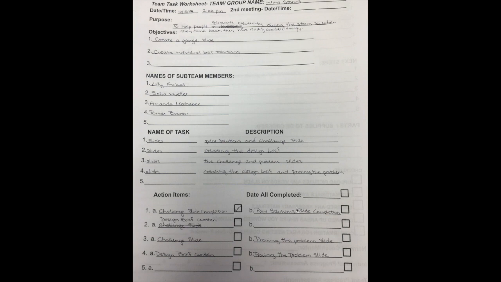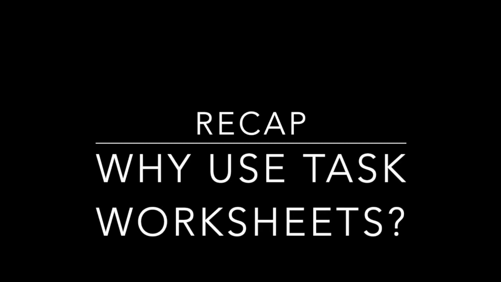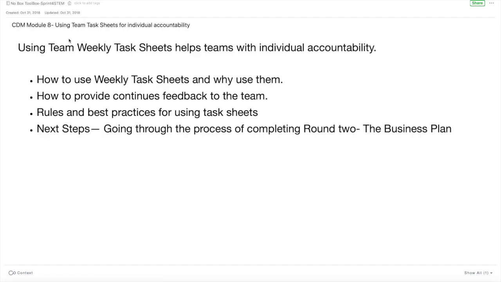So as you can see, this task sheet enabled the team to figure out who's doing what task they needed to complete, what's the description of the task, the action items that associate with the task. This is something that can be placed in Slack later or communicated via a board. Task worksheets help teams collaborate more effectively, hold people accountable, and keep people on task.